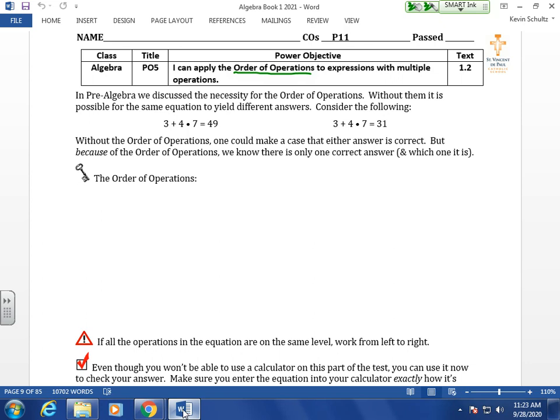You can't just say, oh, today I feel like adding 3 and 4 first to get 7, then multiply that by 7 to get 49, but maybe tomorrow I'll multiply 4 and 7 first to get 28 and then add 3 to get 31. It's important that we all do the same thing so we all get the same result. So which one's correct? Is 3 plus 4 times 7 equal to 49 or equal to 31? 31, because the order of operations states that multiplication comes before addition.